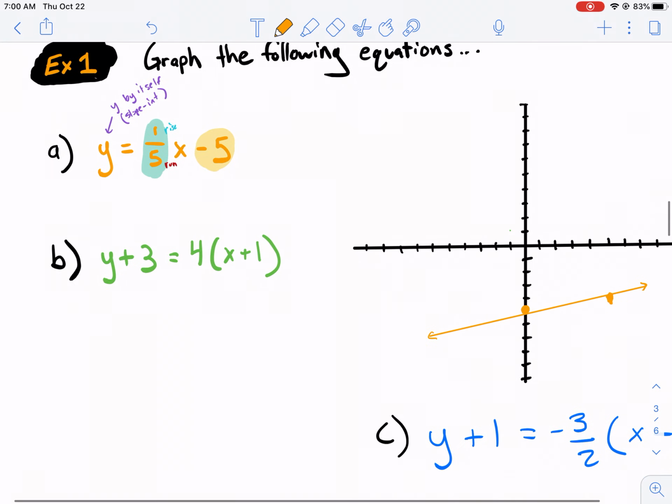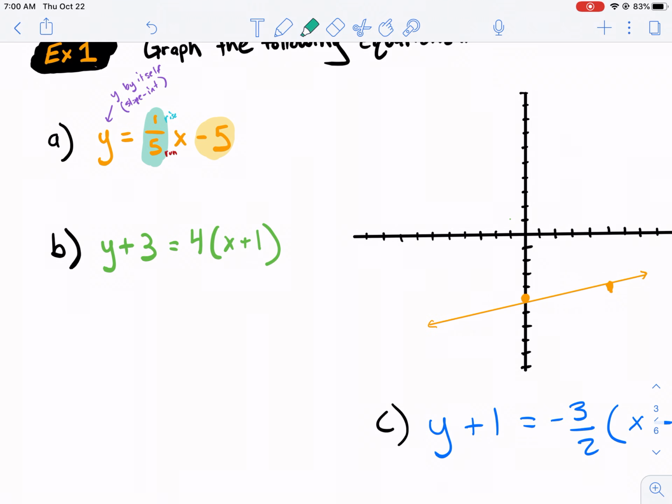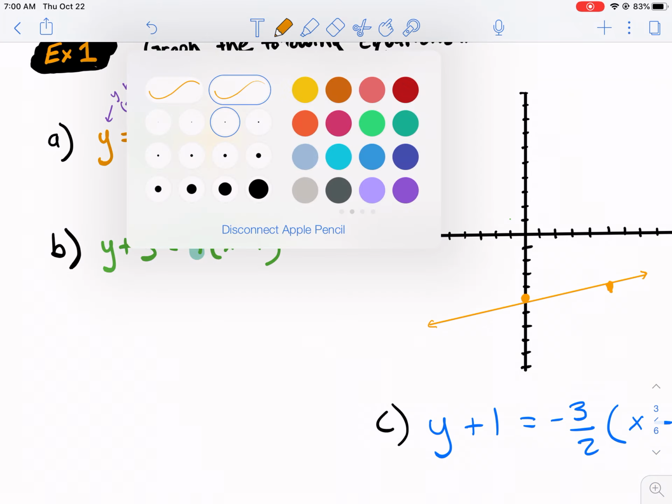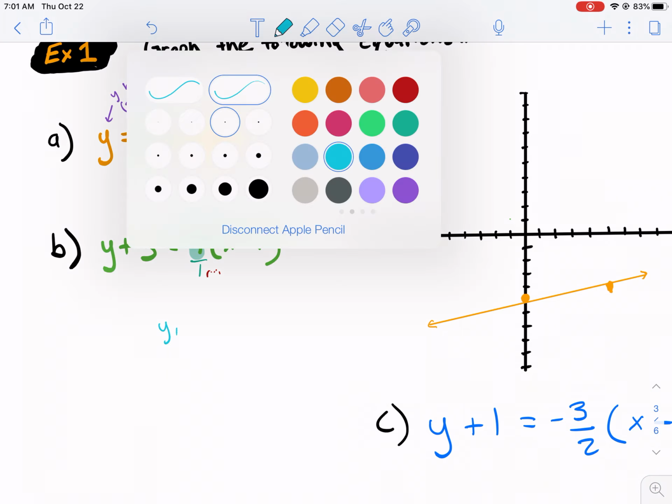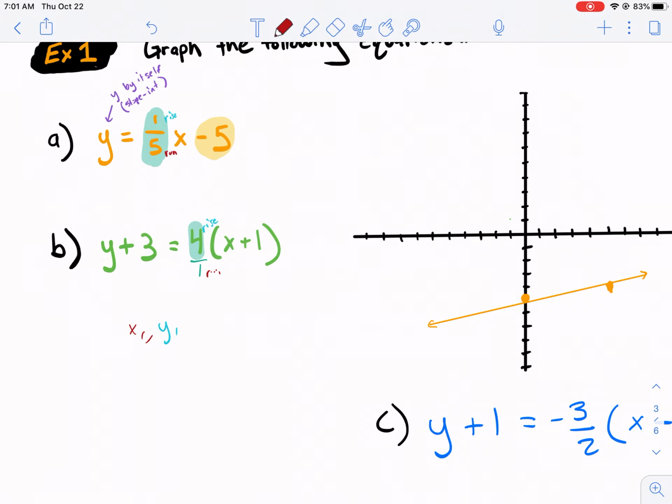Now, the next one is in point-slope form, so I have to do a little bit of work here. I have to identify my slope. Got it. If you want, I would put this over 1, so you know what your rise and run is. Rise of 4, run of 1. Okay. Now I have to identify my x1 and y1. My x1 and, whoops, I did that backwards, didn't I? y1 and then x1. And that's going to be my point.